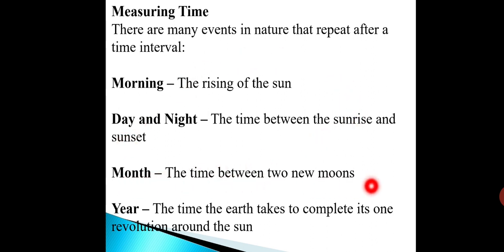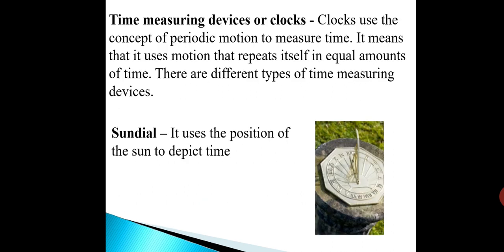Month, the time between 2 new moons. You must have heard full moon, new moon. Yes, that is year. The time of the earth to complete its one revolution around the sun. When it completes its one revolution around the sun, that is the year. And 1 year has 365 days. Normally we say that, but it is 365 1 by 4 days. Okay, let's come further. We will study this.